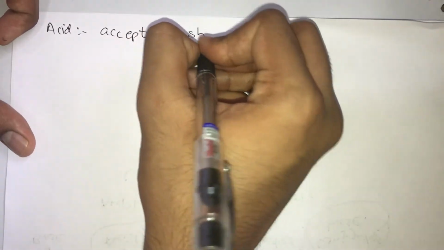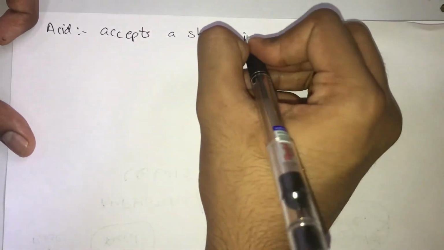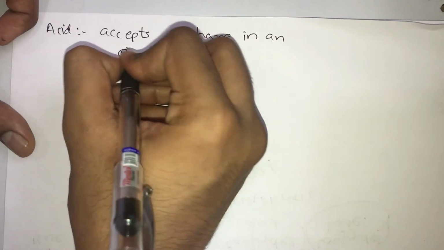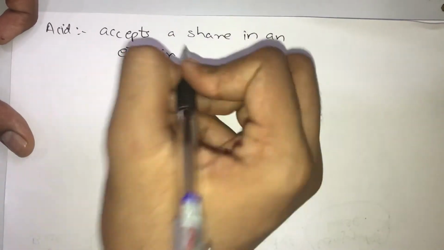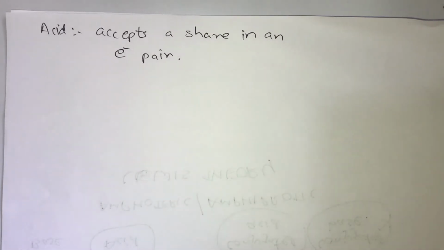So what Lewis theory tells us is that an acid is a substance which accepts a share in an electron pair. Now, what is the meaning of this? Guys, just be patient for the next 3 to 4 minutes and I will explain everything.